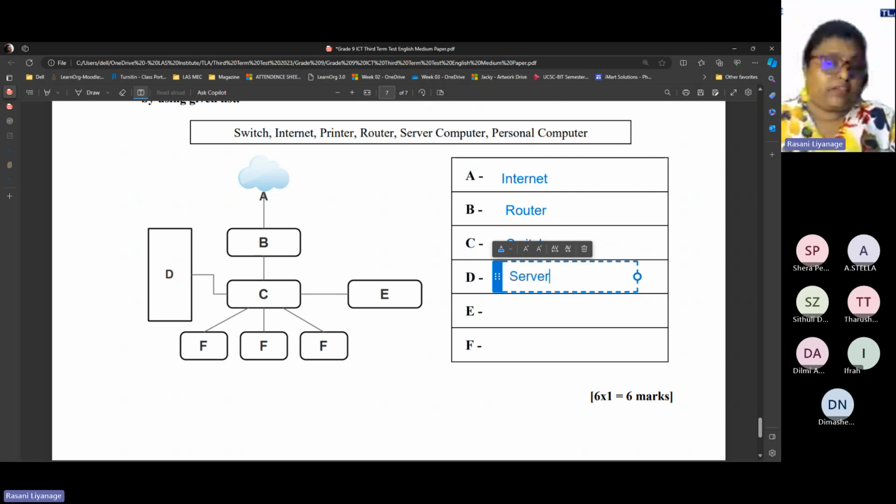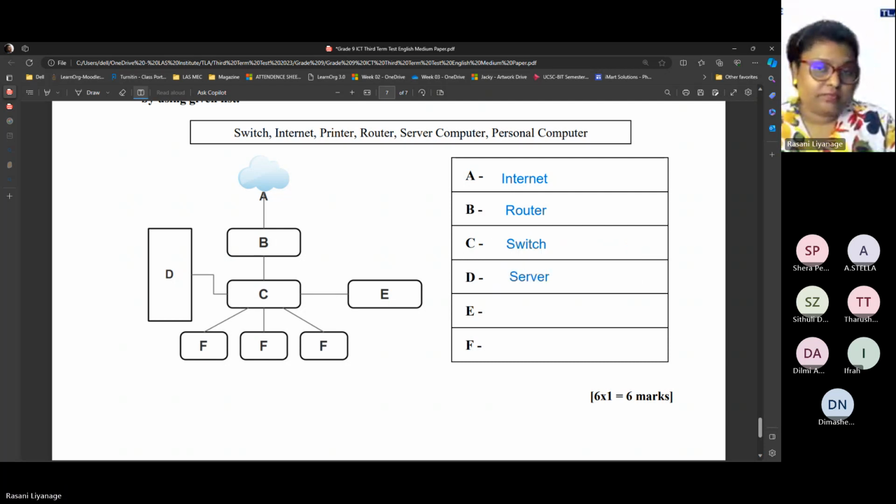That is server. F, three of them. So that is more of the personal computer.